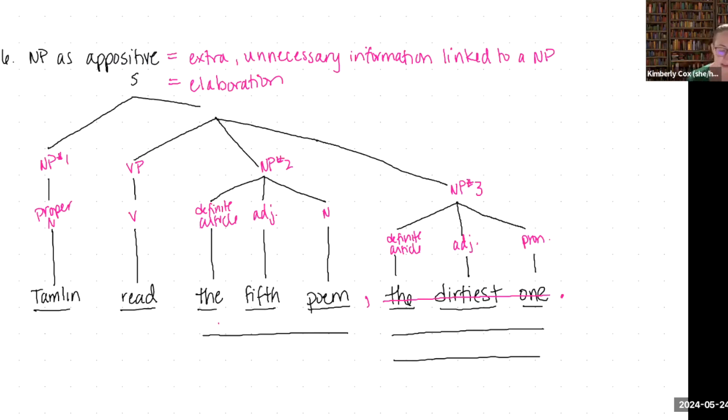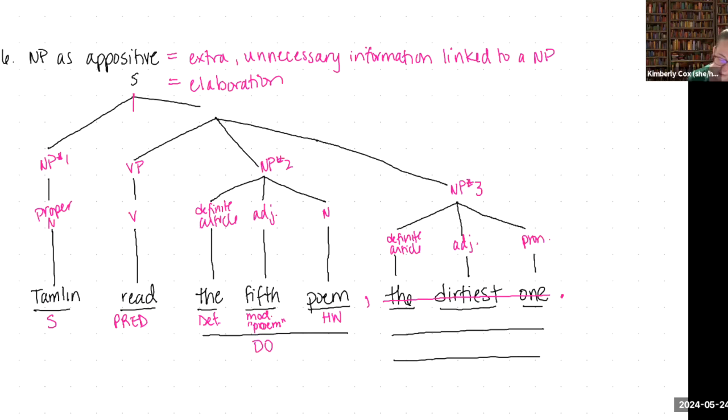But let's talk about the functions. We have our usual subject predicate split, right? So Tamlin from read the 5th poem, the dirtiest one. So Tamlin is our subject. Read is our predicate. The functions like a determiner. 5th modifies poem. And poem functions as the head word for our noun phrase, right? And so if Tamlin is reading this poem, Tamlin and poem are separate bits of information, which means that this is a direct object, right? It's receiving the action of the verb.